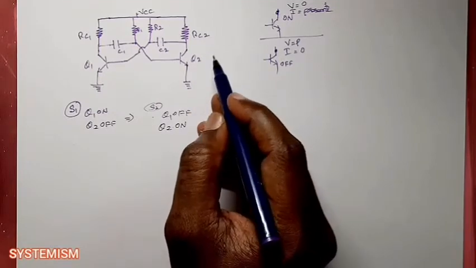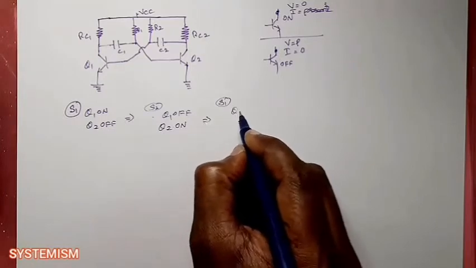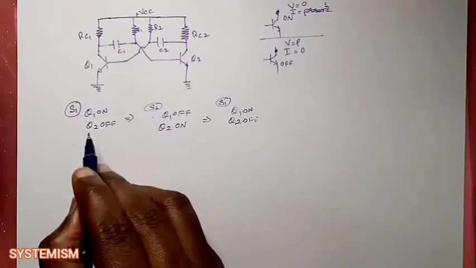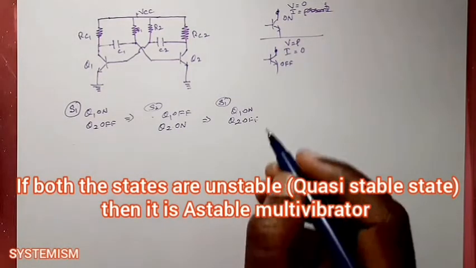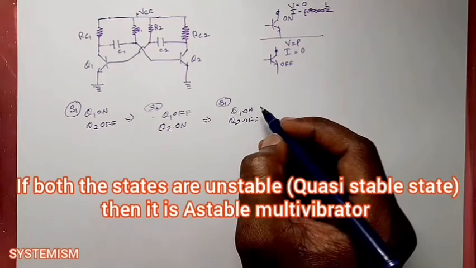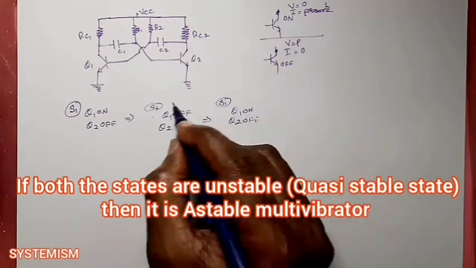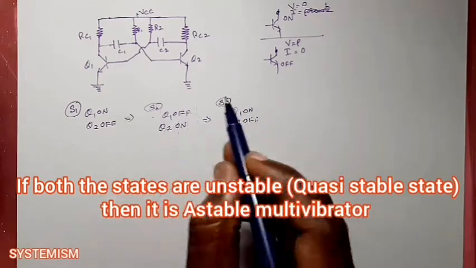Okay, now the next state is state 1 again. What is that? Q1 on and Q2 off. So it will go on doing the same process. Why? Because both the states are quasi-stable states. So there is no stable state. State 1 is transferred to state 2, state 2 is transferred to state 1, again to state 2. So it will go on transferring between 1 and 2.